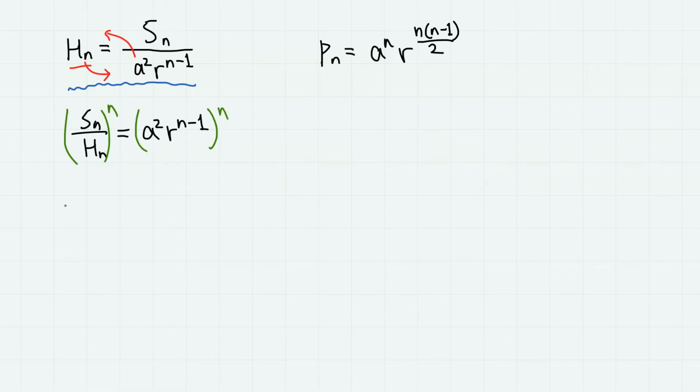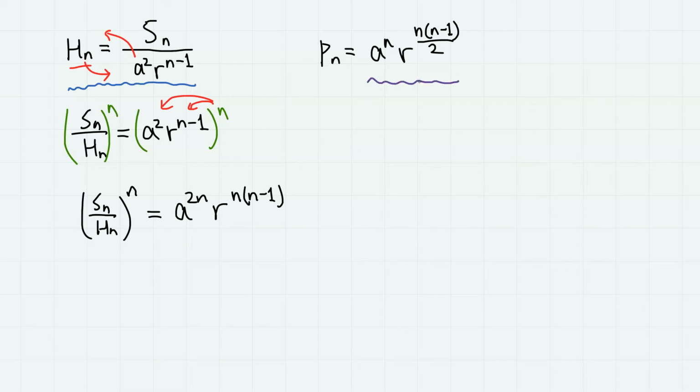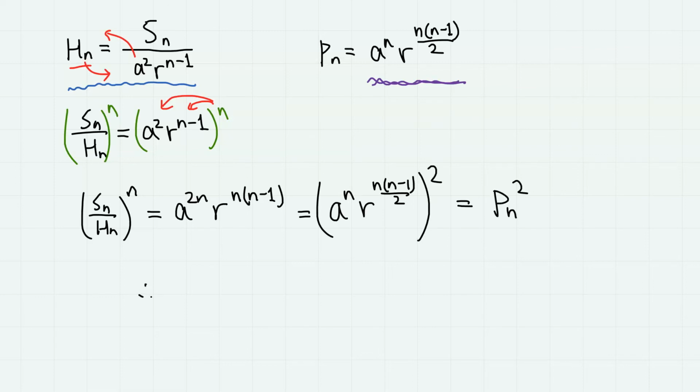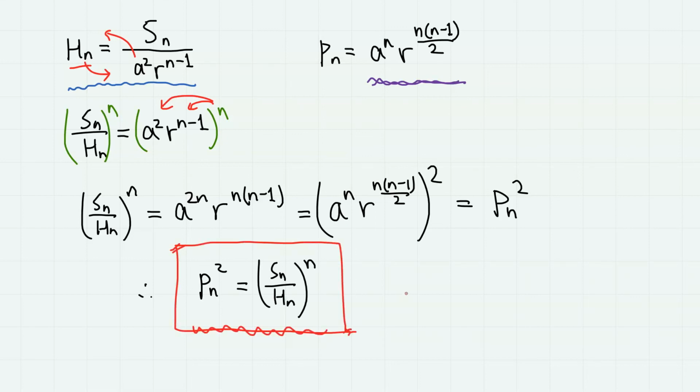Now let's raise to the power n. Then we have Sn over Hn to the power of n is, if you multiply n here, a to the power of 2n times r to the power of n times n minus 1. And now you can see that the expression for Pn appears. So this is basically a to the n times r to the n times n minus 1 over 2, squared, which is Pn squared. Therefore, we finally have our relation, which is Pn squared equals Sn over Hn to the power of n. And this is the relation that we are looking for.